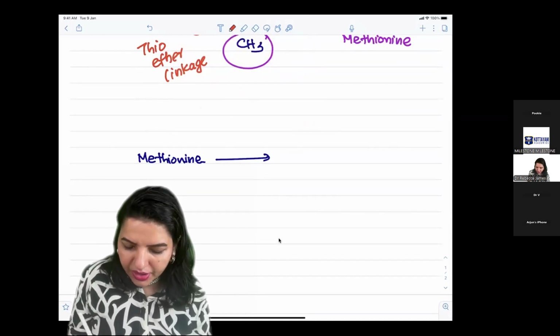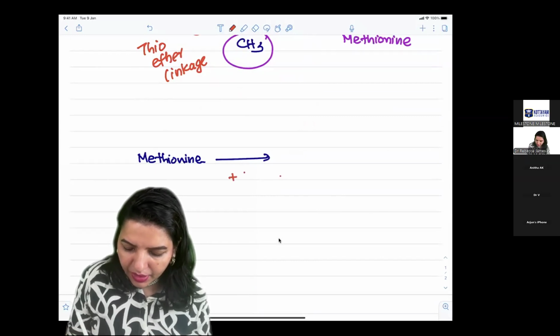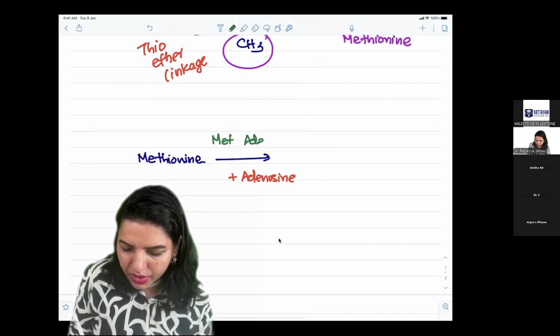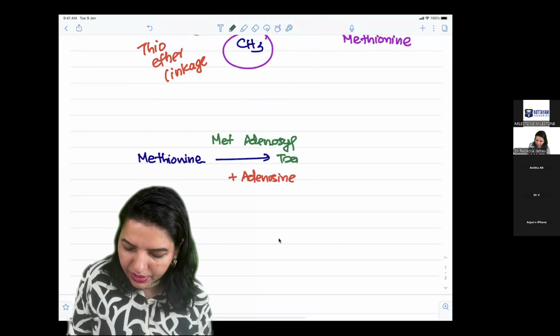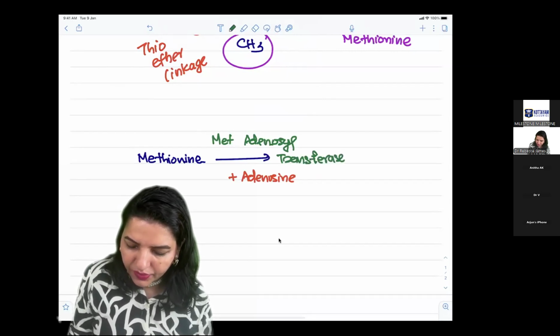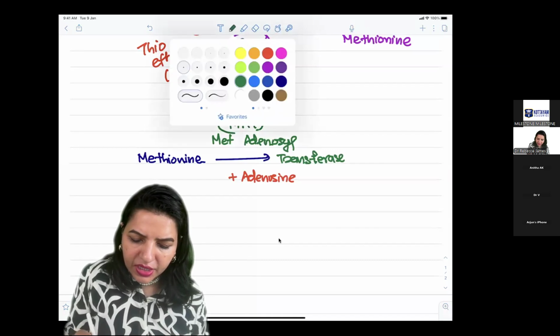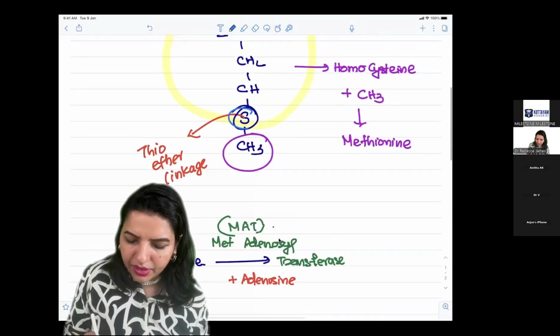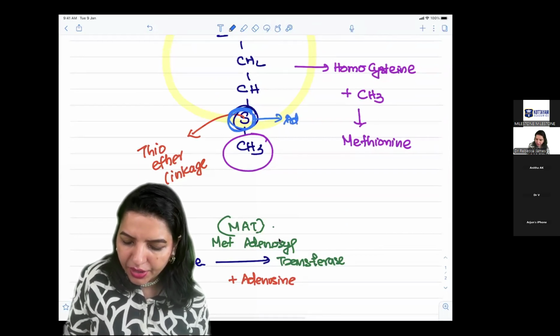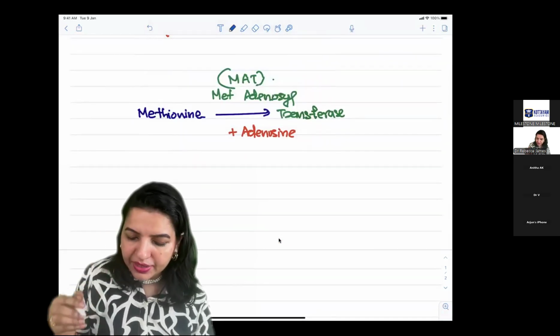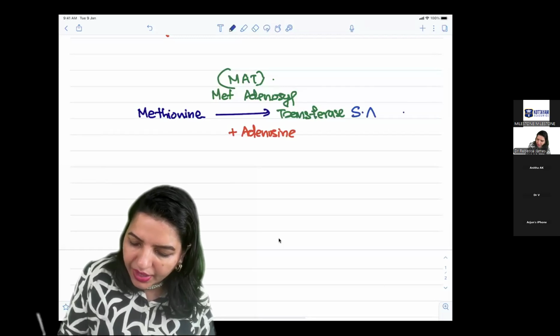So methionine is combining with adenosine, and that enzyme is methionine adenosyl transferase. The short form is MAT. When this adenosyl group is attached to that S, what is the product? It is S-adenosyl methionine.